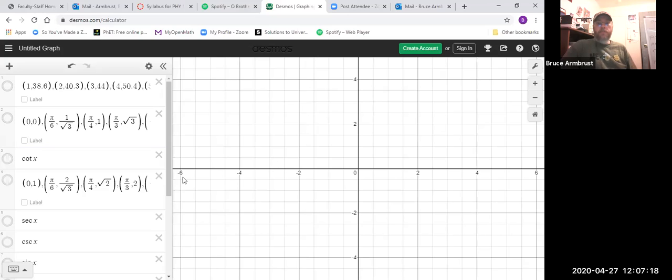Okay, so we're from minus 2 pi to 2 pi on the horizontal, vertical from minus 5 to plus 5. You'll notice I've got a whole bunch of stuff plotted here. Let me start just with this set of data. This data, the one that starts 0, 0, pi over 6, 1 over root 3, pi over 4, 1, and so on. Those are the values for tangent.